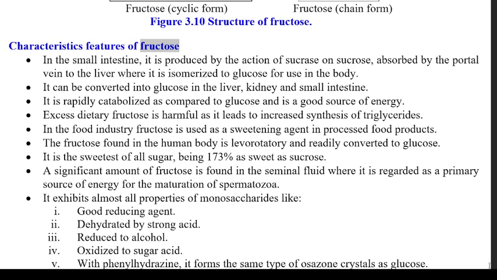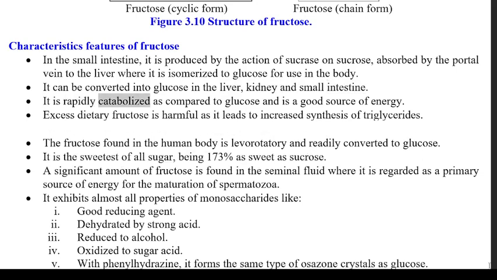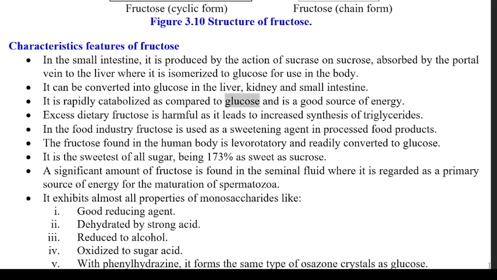Characteristics: features of fructose. In the small intestine, it is produced by the action of sucrase on sucrose, absorbed by the portal vein to the liver where it is isomerized to glucose for use in the body. It can be converted into glucose in the liver, kidney, and small intestine. It is rapidly catabolized as compared to glucose and is a good source of energy. Excess dietary fructose is harmful as it leads to increased synthesis of triglycerides.